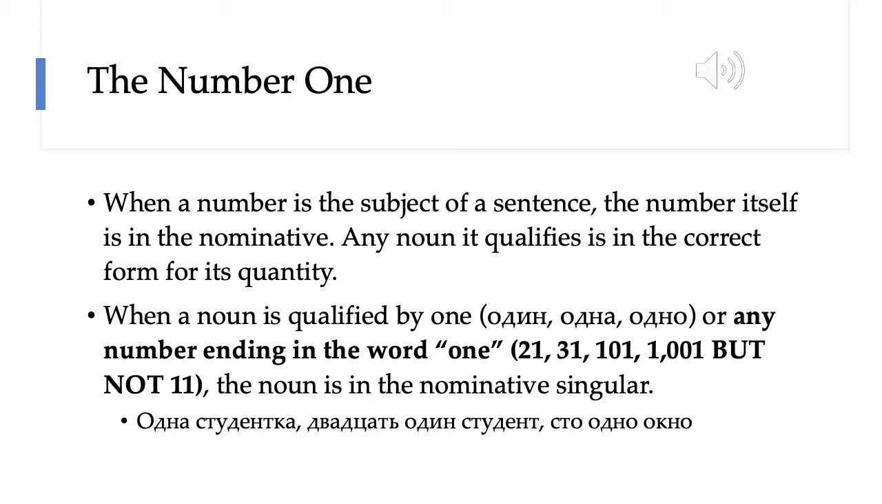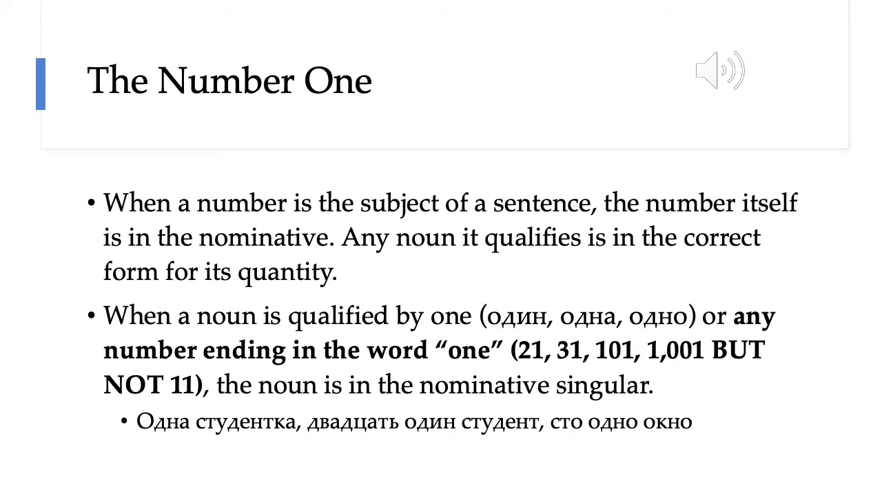And when a noun is qualified by 1, which is a special modifier that matches the noun it qualifies in gender, case, and number, we could have один for masculine, одна for feminine, or одно for neuter. Or, and this is the tricky bit, any number ending in the word 1. Not the number 1, but when you say the number out loud, it has to end in the word 1. So 21, 31, 101, 1001, but not 11, because 11 ends in the word 10.